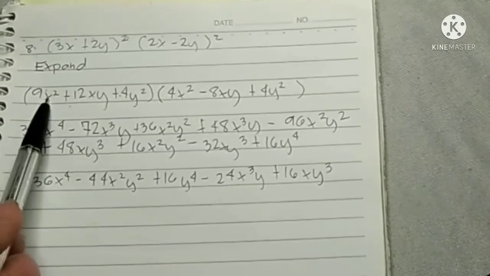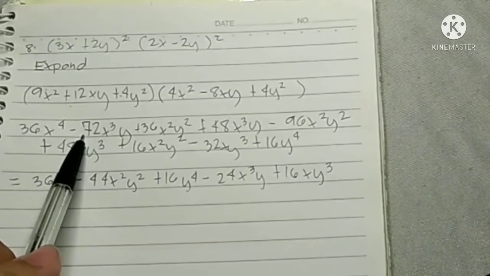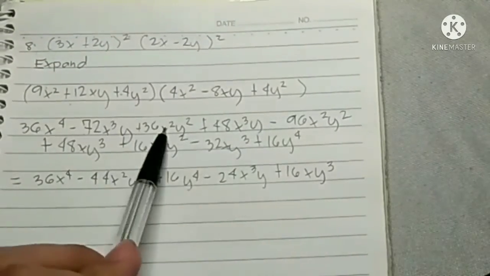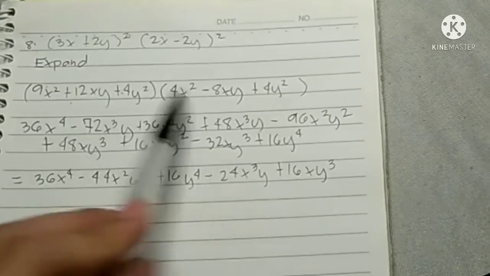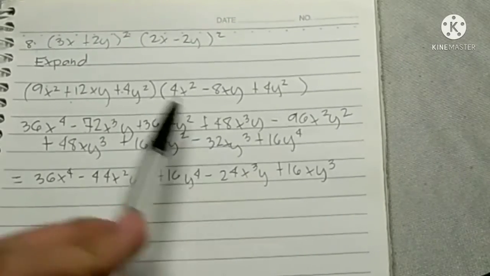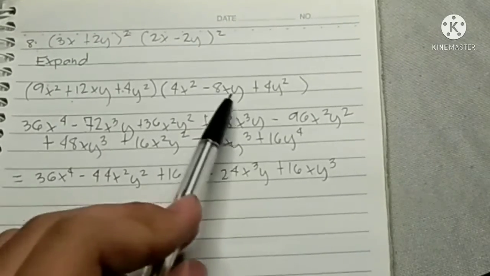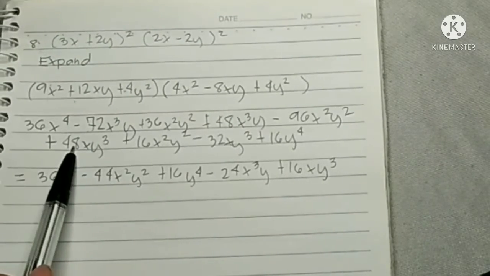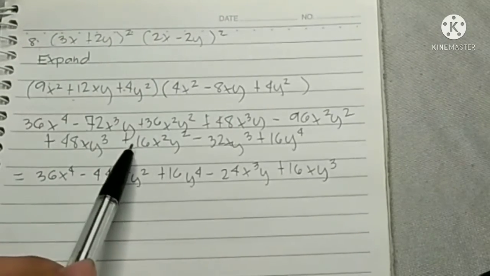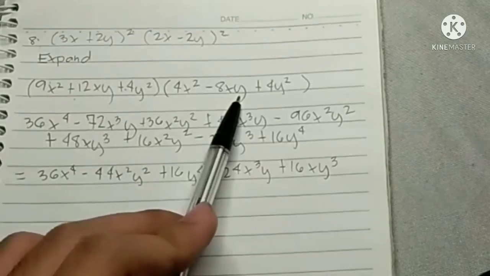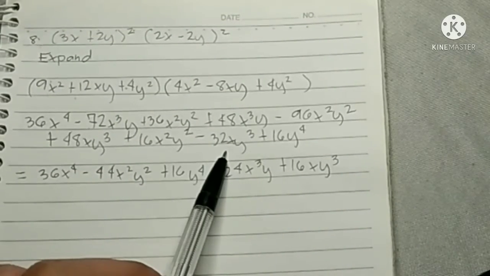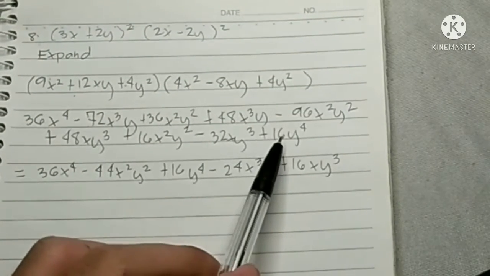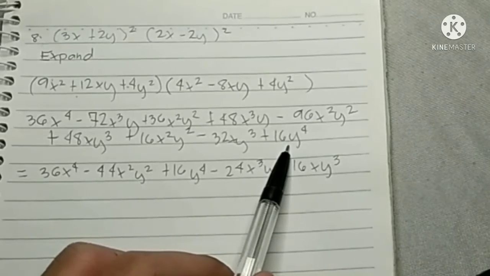We get 36x raised to 4, and we get the negative 72x cubed y, and we get the positive 36x squared y squared. Then here we get the positive 48x cubed y, and then we get 96x squared y squared. Then we get 48xy cubed, and we're going to get the negative 32xy cubed, and the 16y raised to 4.